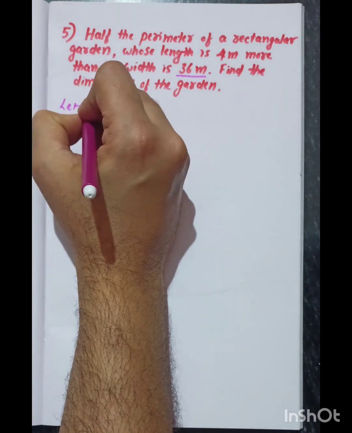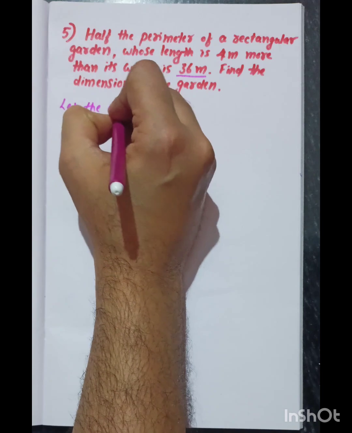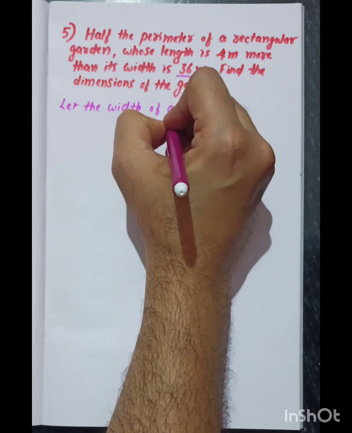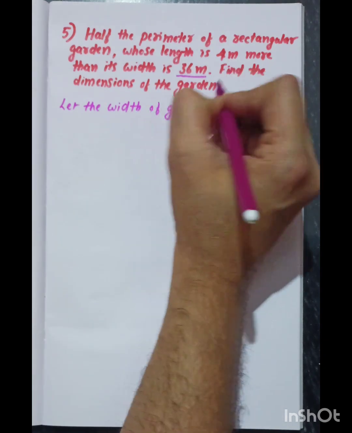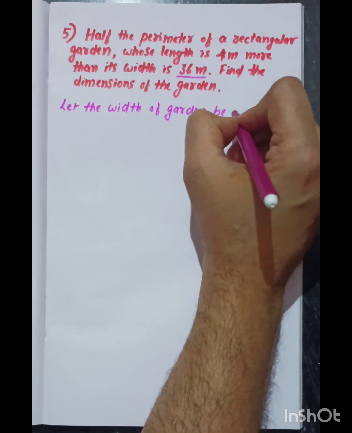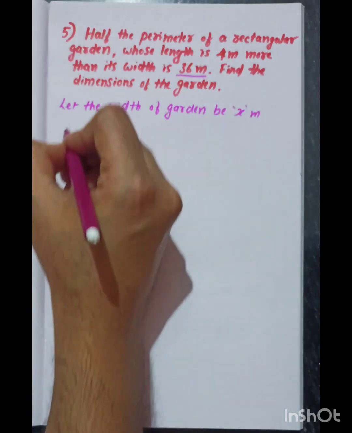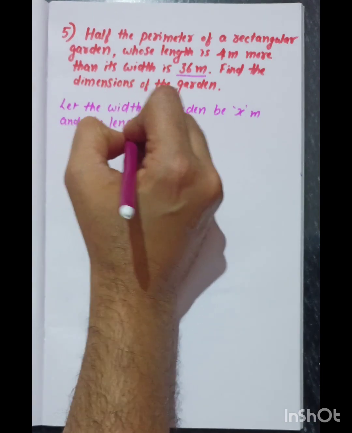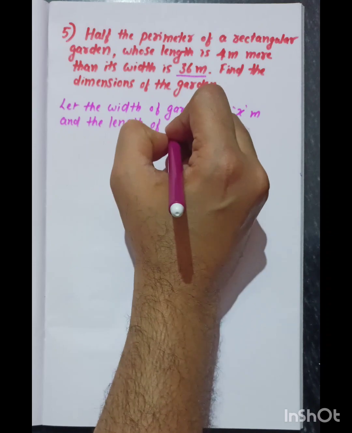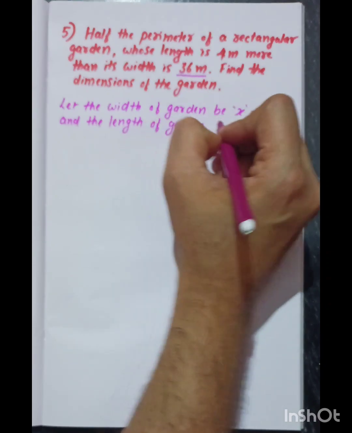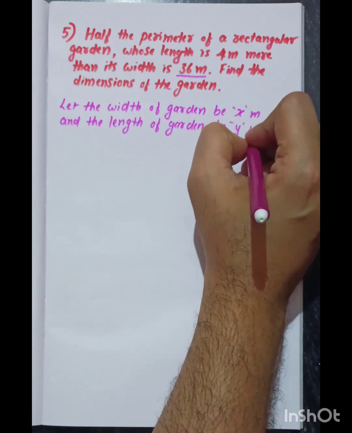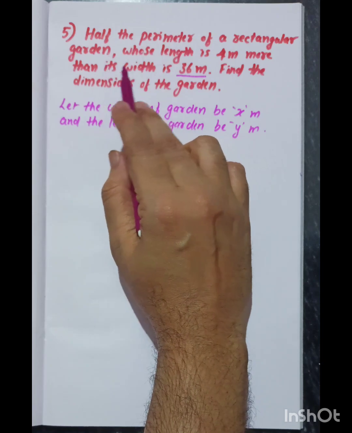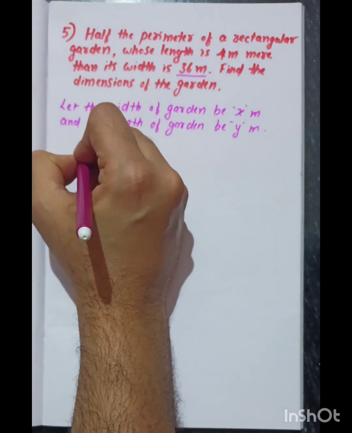Let the width of garden be x meters and the length of garden be y meters. Here the length is 4 meters more than its width, so I will write like this.